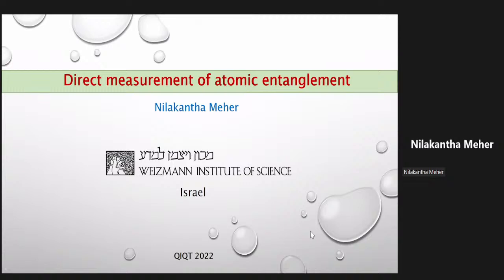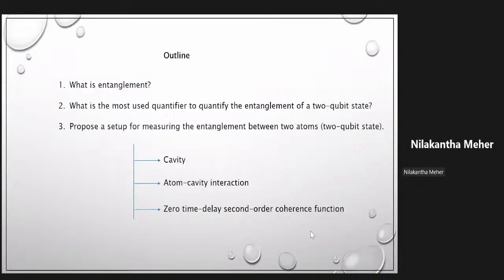So today I'm going to present direct measurement of atomic entanglement. I'll start from what is entanglement. Then I will say what is the most used quantifier generally we use to quantify the entanglement of a 2-qubit state. And I will propose a setup for measuring this entanglement between two atoms, essentially a 2-qubit state. This scheme involves essentially a cavity and mostly atom-cavity interaction. And we'll see how we can extract the information about the entanglement from the zero time delay second order coherence function. I'll explain what the zero time delay second order coherence function is.